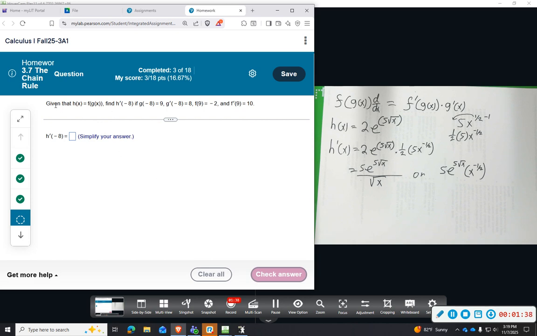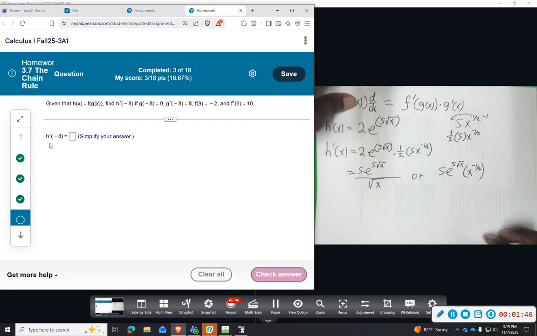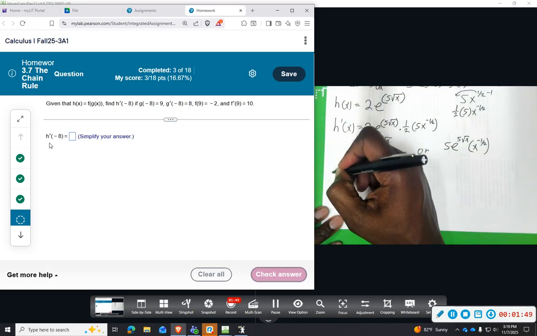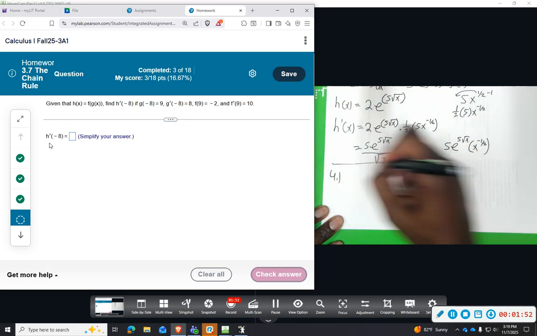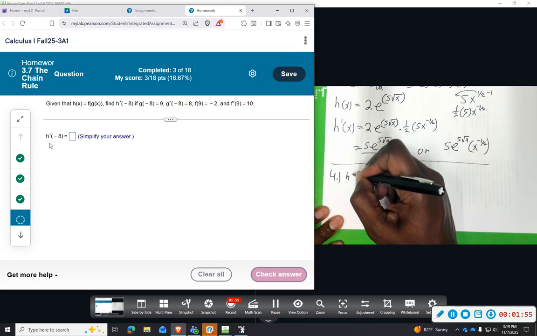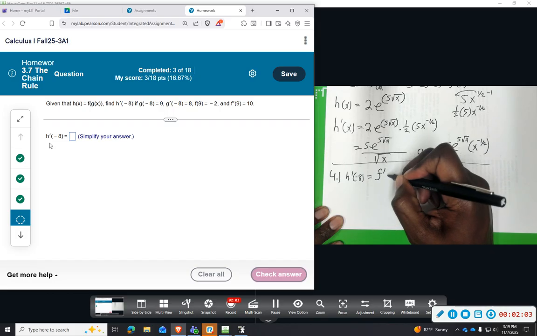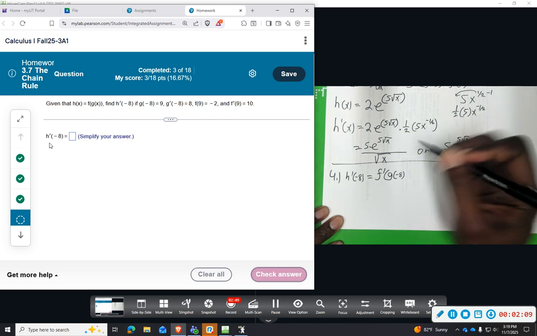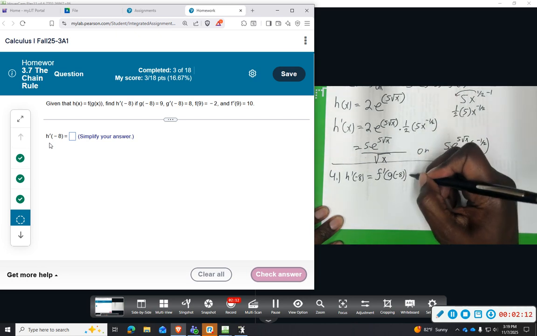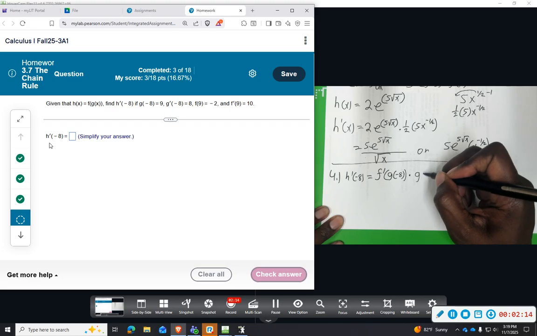And then this one is giving us a function and wants us to figure out what is h prime of -8 if we follow the bouncing ball. So if we say h prime of -8, okay, that would be f prime of g of -8, I'm just following the map up here, times g prime of -8.